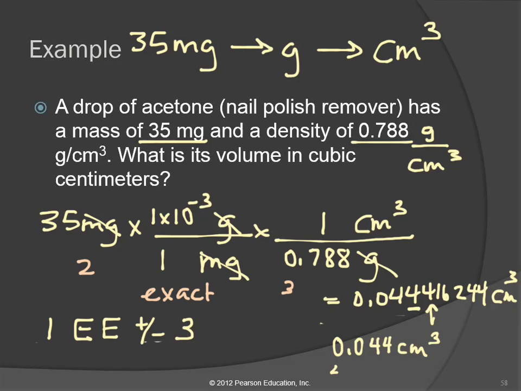We could also express that in scientific notation, which makes those pesky zeros go away. It's 4.4 times 10 to the minus 2 cubic centimeters. So either of those answers is fine. Any questions?